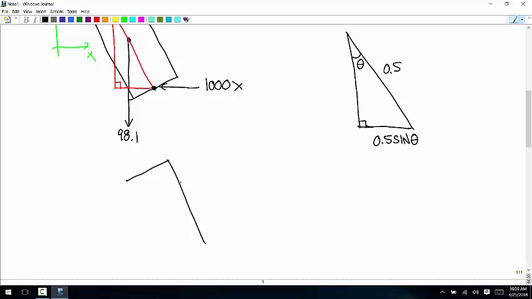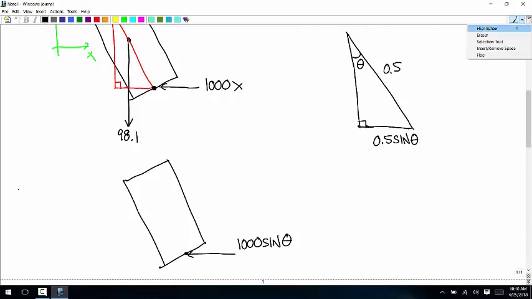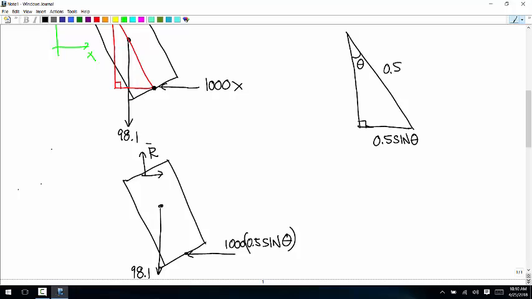So we can redraw this free body diagram as a force going this way of 1,000 times sine of theta. And then we also had, what? Yeah, 1,000 times 0.5. And then we have this force of 98.1, and then R.